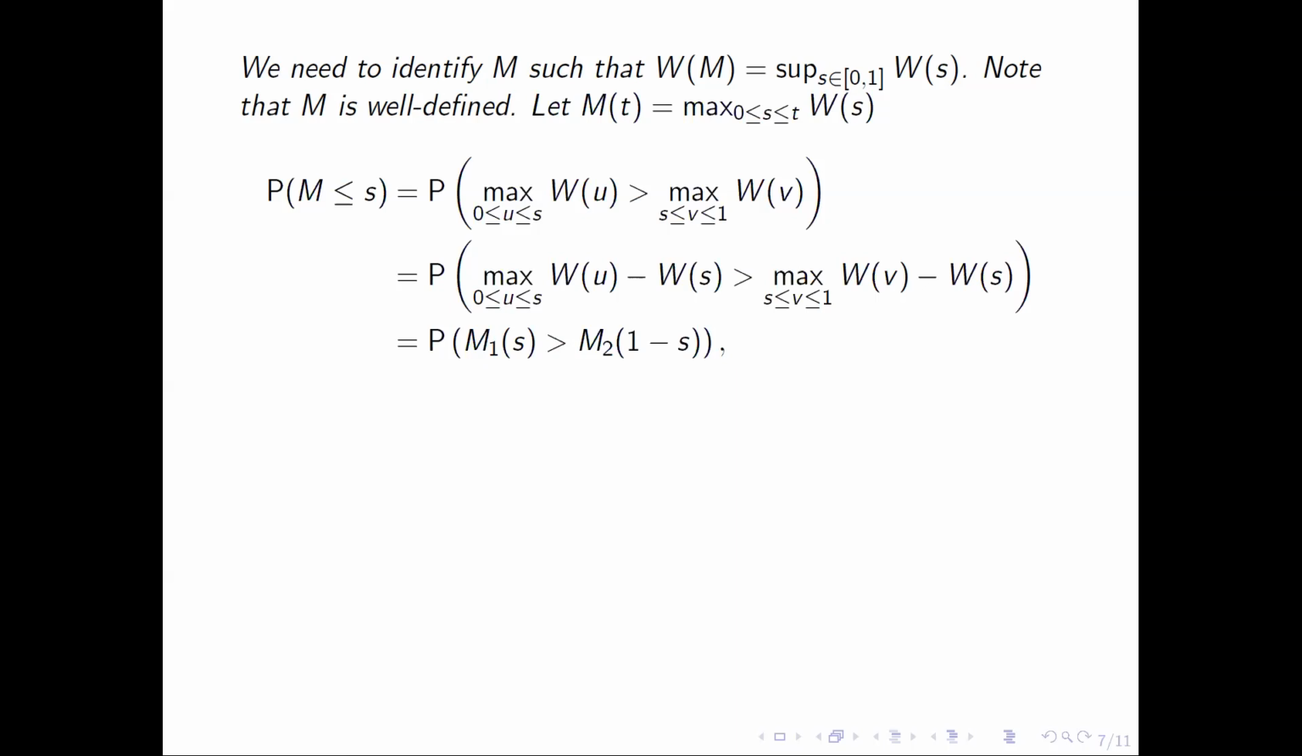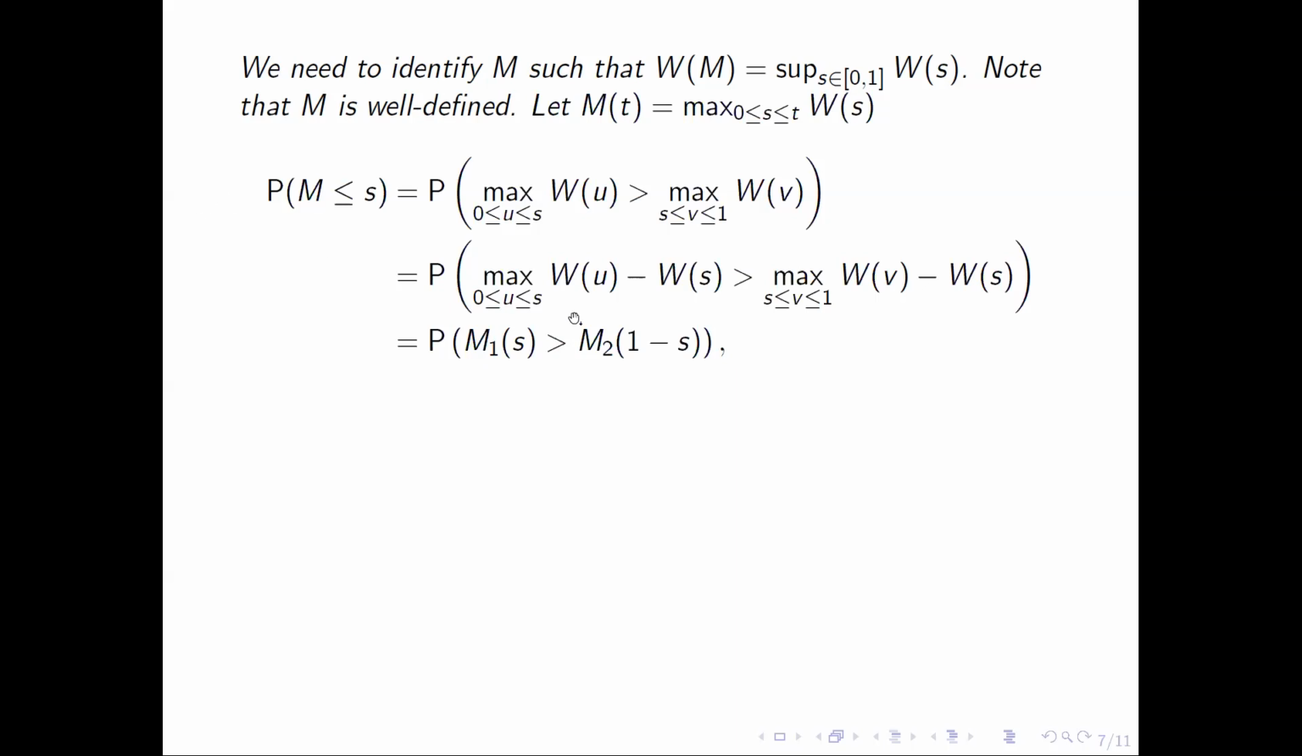If you see what is M, M is the point where the supremum of the Brownian motion has been achieved. So what does it mean? This point is less than S, which means that the maximum between 0 to S has already happened, and it's more than what happens later. So it's the total maxima. The total maxima is more than what is happening between S and 1.